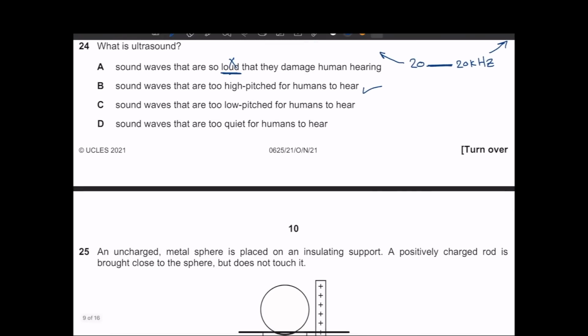Sound waves that are too low-pitched: no, too low means below 20 hertz. This is wrong. Sound waves that are too quiet is again wrong. It depends on the amplitude, not on the frequency. So the right answer is supposed to be D.